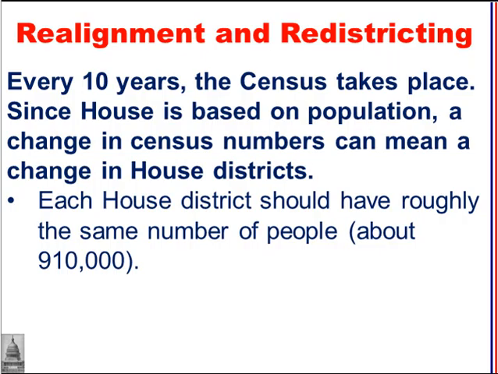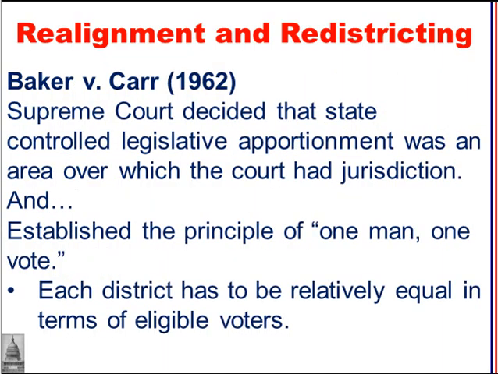But because of a court case called Baker versus Carr, each district is supposed to have an equal number of eligible voters. It's a Supreme Court case that said that the Supreme Court can control legislative apportionment. So this said that the Supreme Court could weigh into this political issue, which was a big deal. And Baker versus Carr established the principle of one man, one vote. Each district has to be relatively equal in terms of eligible voters.